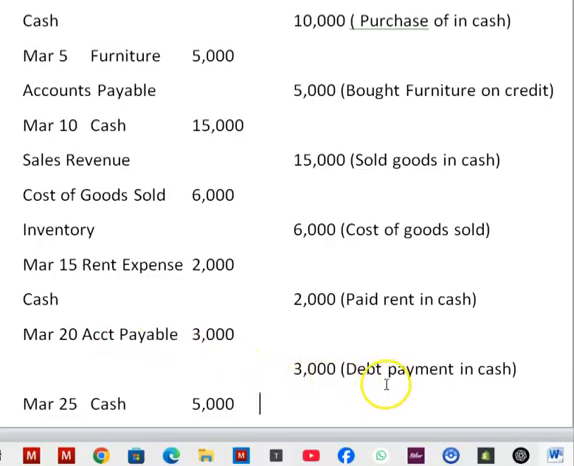So 3,000 naira was paid to the furniture supplier, the person the owner of the business bought furniture from on credit, remember, to the tune of 5,000 naira. Now a part payment has been made of 3,000 naira. So in this case, the reverse will be the case. We are now going to debit the account payable or the account of the furniture supplier with 3,000 naira and credit the sum of 3,000 naira also, which is the cash account.